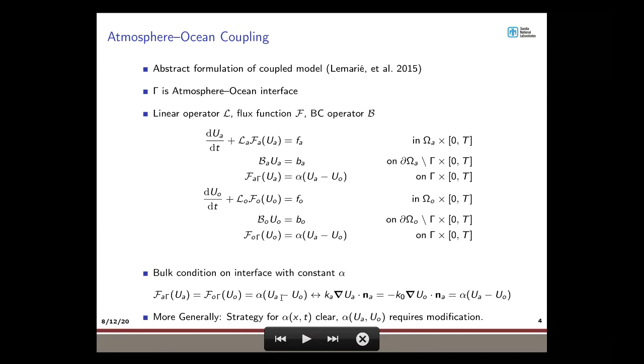As Hong showed, one instance of this, though I use different notation, is heat exchange in the ocean, where you have these diffusivities and the gradient of the solution. The negative sign appears because I want to use the same normal in the equation, so N_O becomes negative N_A, and it's proportional to this discontinuity. Note that the strategy I'm going to present is clear if alpha is spatially and time dependent. But if it's solution dependent, giving a nonlinear bulk condition, which is the case for the velocity equations, things are more complicated. So today I'm going to restrict to the case where that doesn't happen.